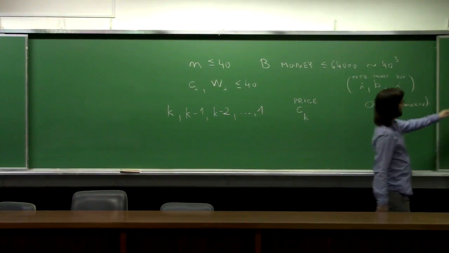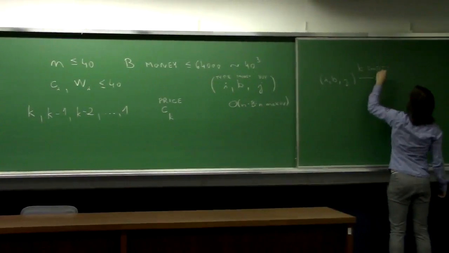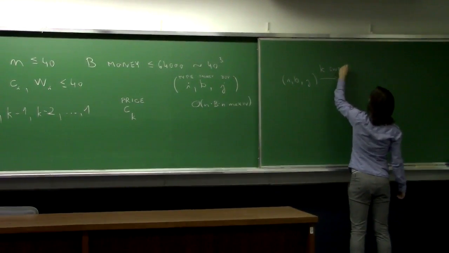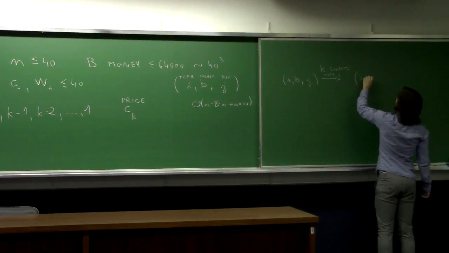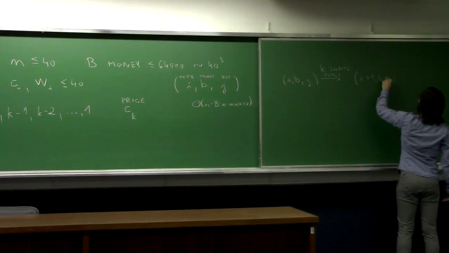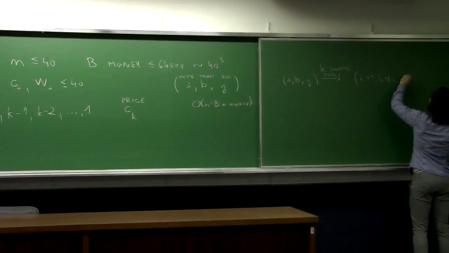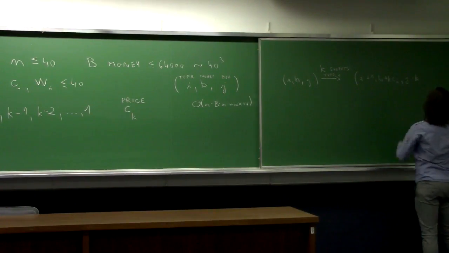And now, how do we do this dynamic programming? If we have this state I, B, J, then we can buy some K suites of type I, and get to a state I plus 1, B plus K times Ci, and J minus K.